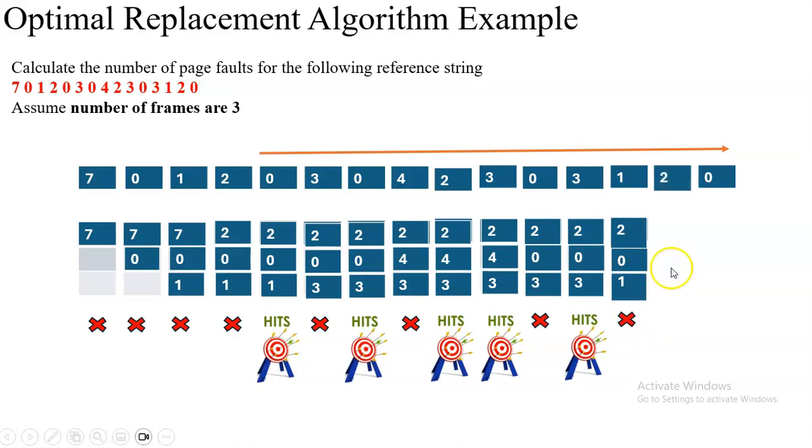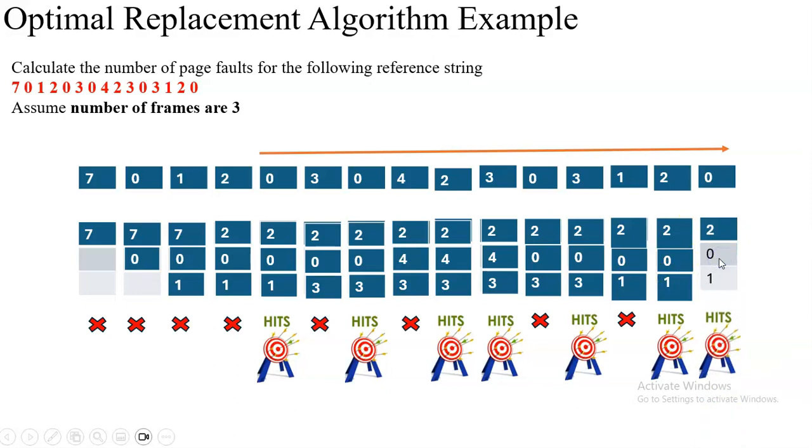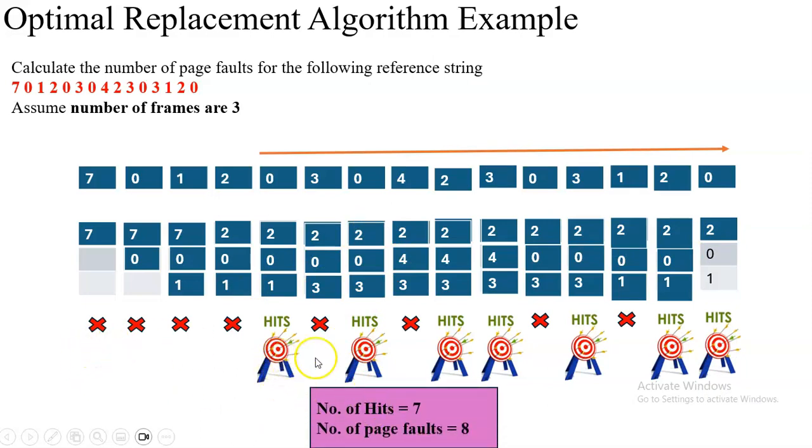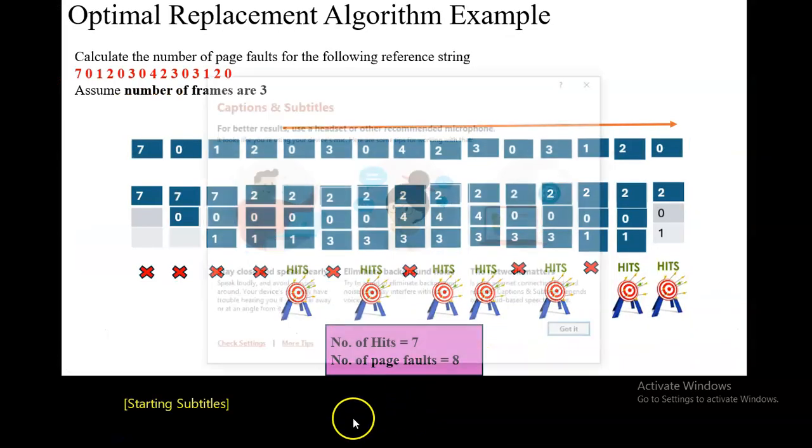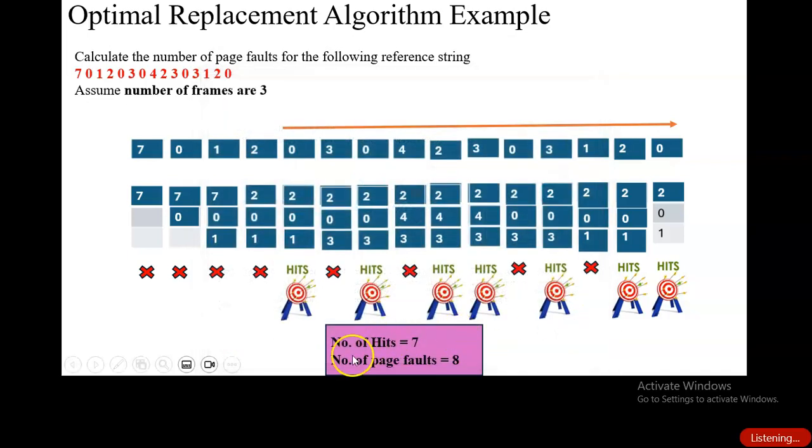Then comes 2. 2 is already there in the frames, so no need of bringing it. It is a page hit. And the last one is 0, which is again already present in the frames, so it is also a page hit. Just observe this. How many hits are there? 1, 2, 3, 4, 5, 6 and 7. So 7 hits. And the number of page faults is 1, 2, 3, 4, 5, 6, 7 and 8.